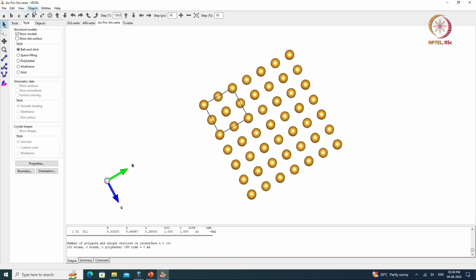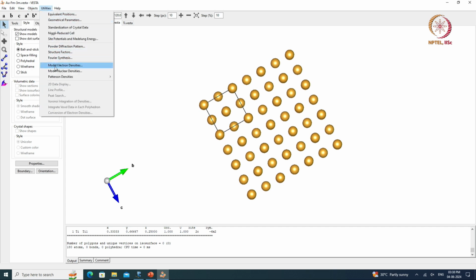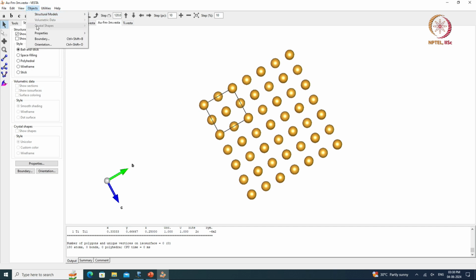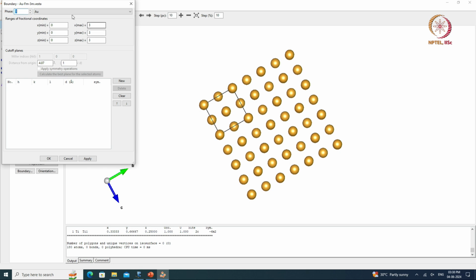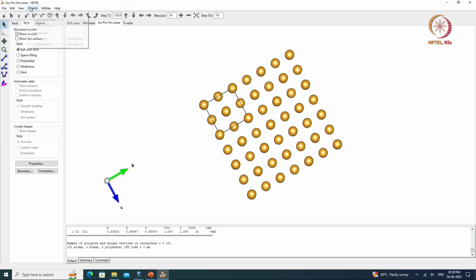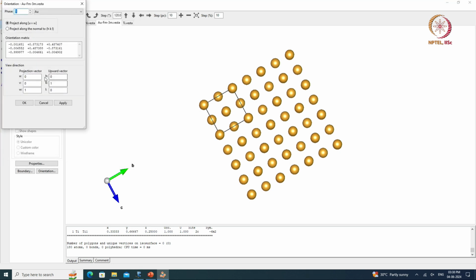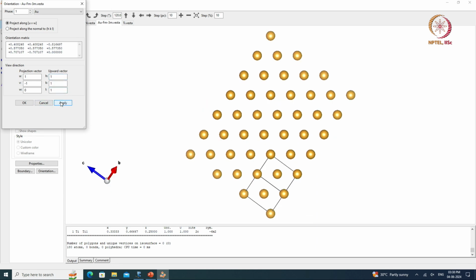Now if I look at it, not the boundary, but rather if I just look at it, I am doing this for completion, right. This, I guess, will not be that difficult for you to understand. So the projection vector is going to be 1 minus 1 0, just like we did for zinc blende, and the upward vector is 1 1 1.